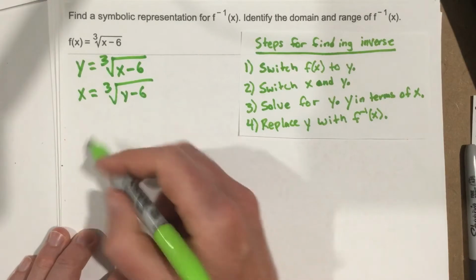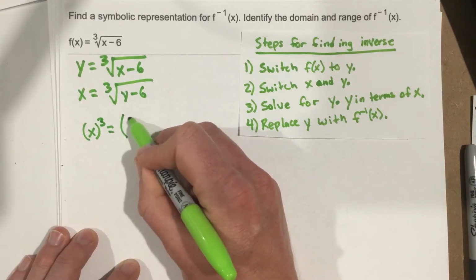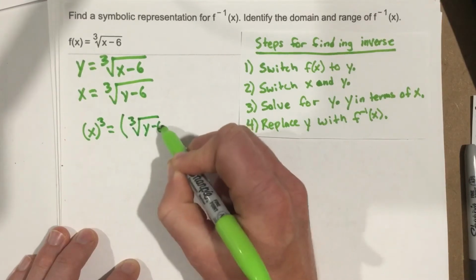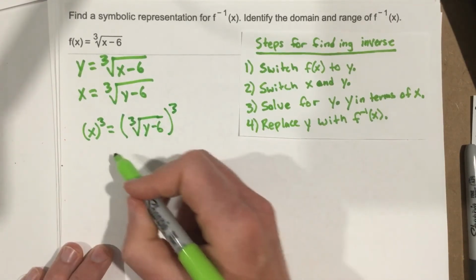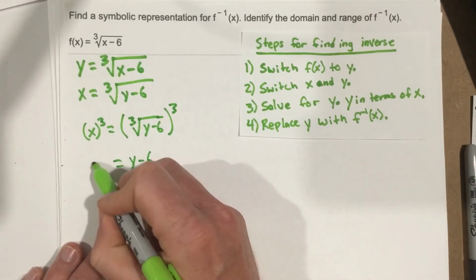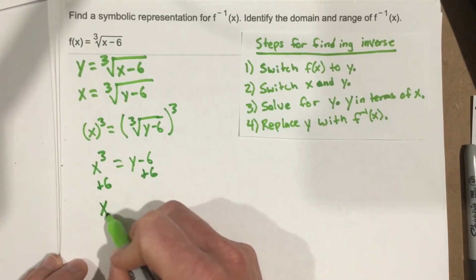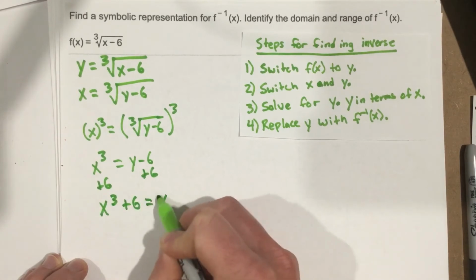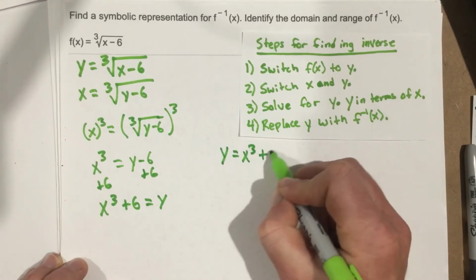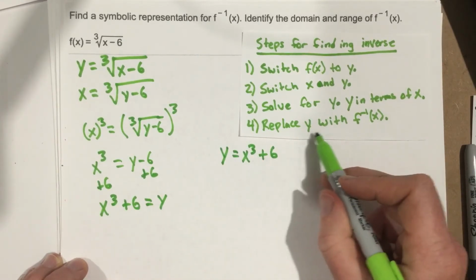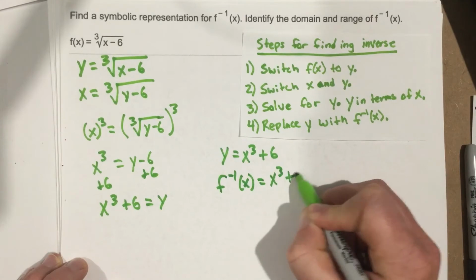So we're going to cube each side. So we get x cubed equals the cube root y minus 6 cubed. When you cube a cube root, they cancel, so you're left with y minus 6 and x cubed here. We're going to add the 6, so we end up with x cubed plus 6 equals y. So we're going to write that now as y equals x cubed plus 6, just flopping the sides. And we're going to replace y with f inverse. So f inverse of x is x cubed plus 6.